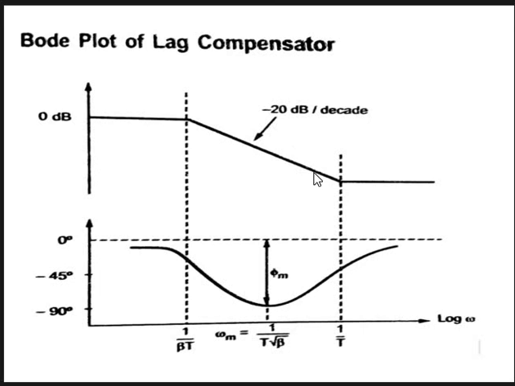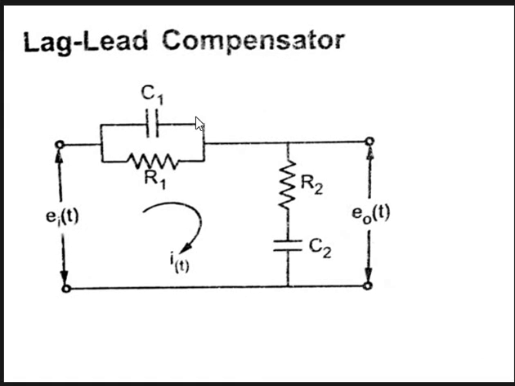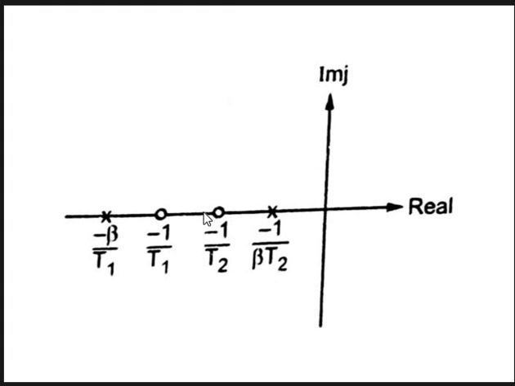And next one, the lead lag compensator. The capacitor C1 is connected in parallel to R1, and capacitor C2 is connected in series to R2. So there will be two poles and two zeros, located in the S plane: pole, zero, zero, pole.